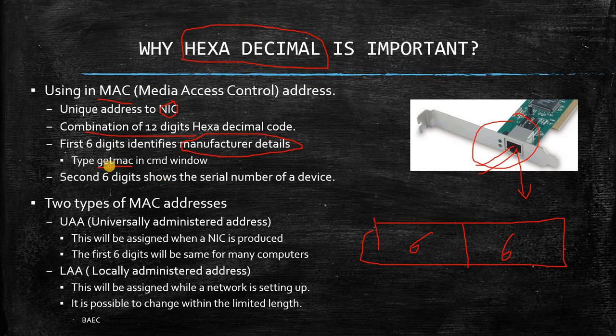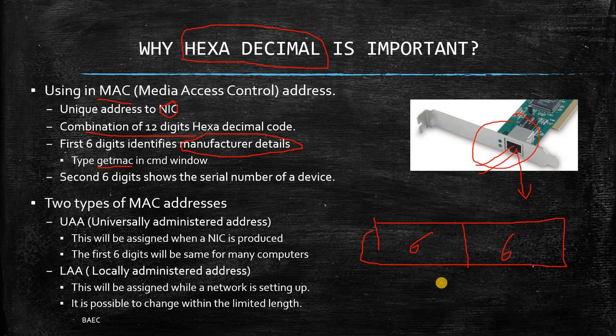Go to your command window, type getmac. You will see your MAC address there. Copy the first 6 digits and type them in Google. You will see which company, whether it is Dell or Cisco or whatever. There are many companies that produce this NIC. That company's details you can see.